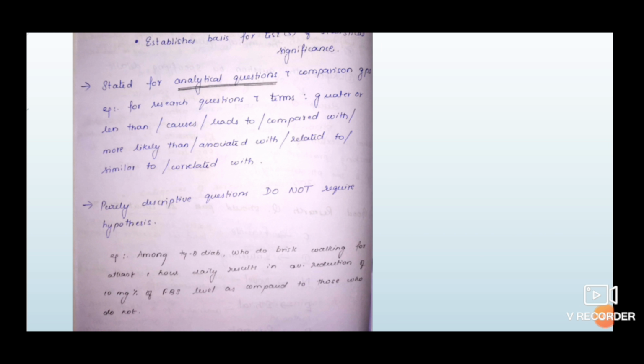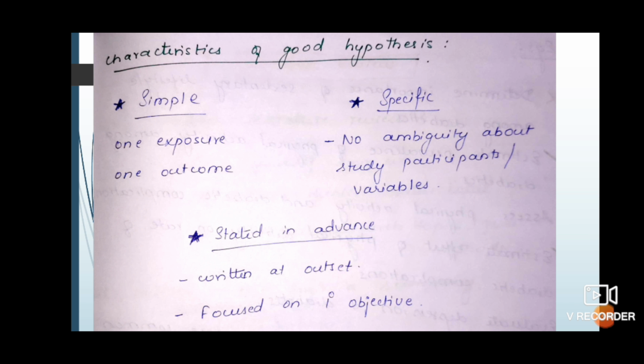For example, among type 2 diabetes people, brisk walking for at least 1 hour daily results in an average reduction of 10 milligram percent of FBS level as compared to those who do not. What kind of question is this? This is an analytical kind of question. And this is what a hypothesis is, a part of the research question which we are going to further expand in the study.